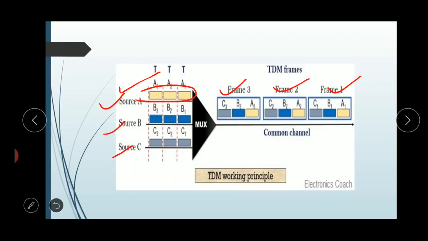Here we have taken the example of three different sources, but one can perform multiplexing of n source signals. Both analog and digital signals can be multiplexed using TDM, means time division multiplexing, but its processing technique allows the multiplexing of digital signals.